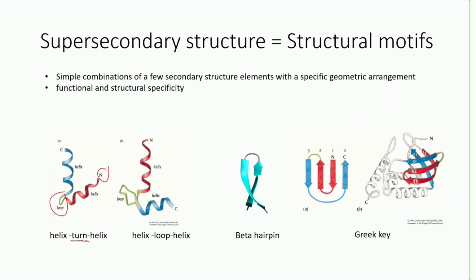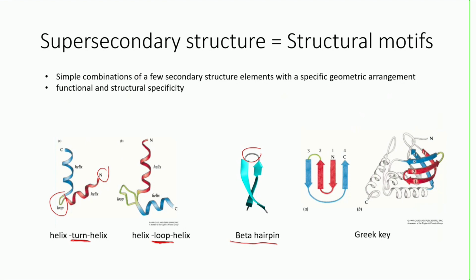I already mentioned turns as shorter regions, whereas loops or coils are longer disordered regions. In case of beta hairpin, there is the typical anti-parallel arrangement. In this case, one linear chain goes to a turn and then continues down again, forming a sort of hairpin.